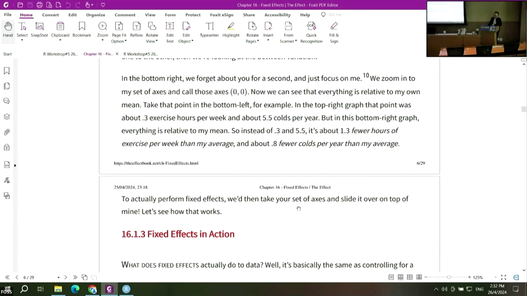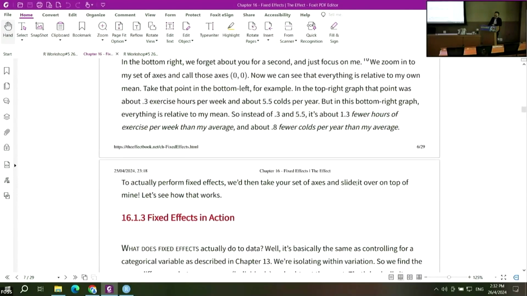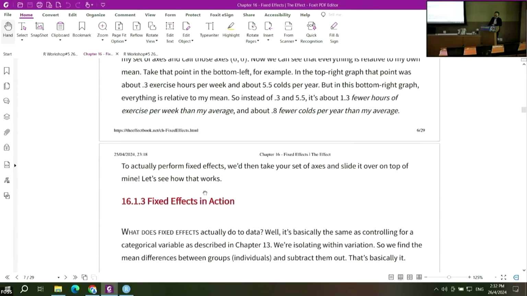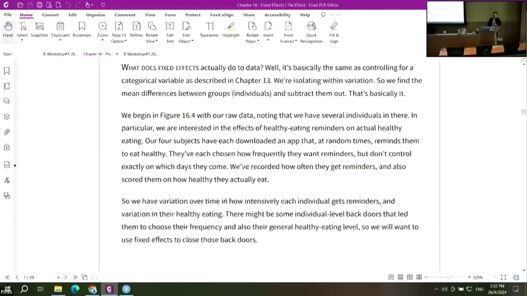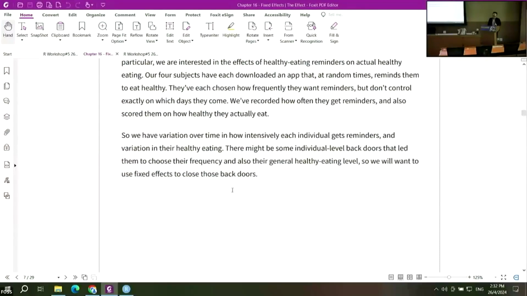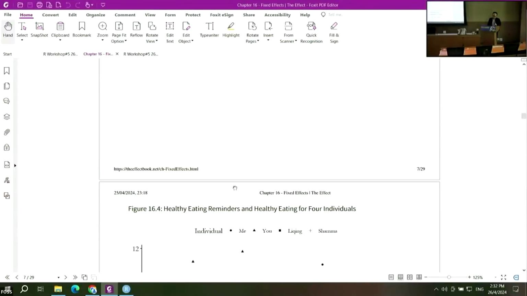So you do all of this calculation to actually perform fixed effects. We then take your set of x's and slide it over on top of mine, and then see if that works. So that's basically the interpretation of fixed effects in a nutshell. But now, moving on to this realistic question, how do we?